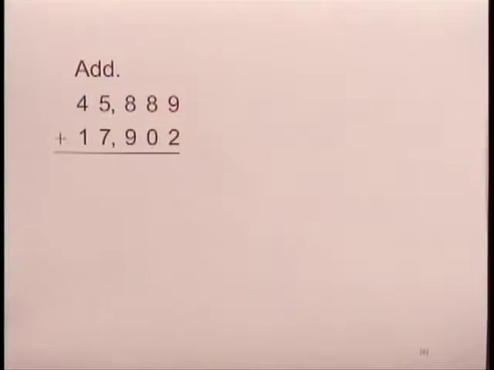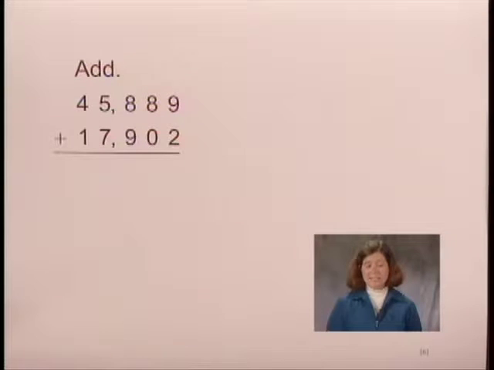In this problem, we'll add whole numbers. We'll add 45,889 plus 17,902. We'll add the ones, then the tens, then the hundreds, then the thousands, and then the 10,000s.